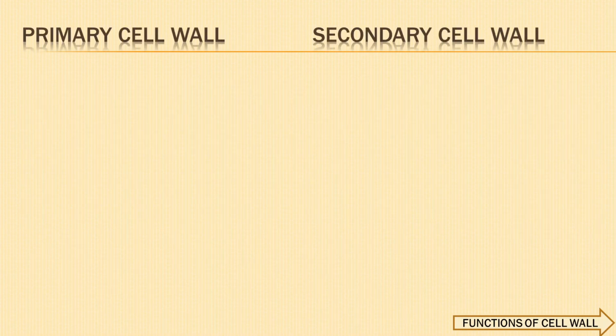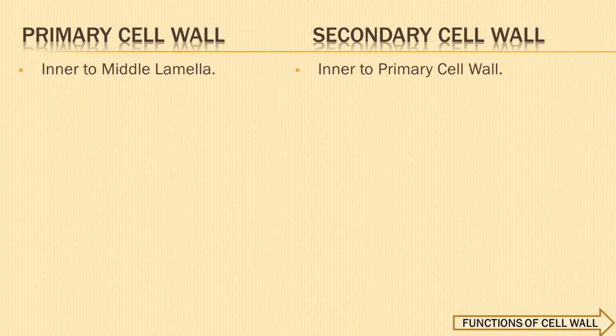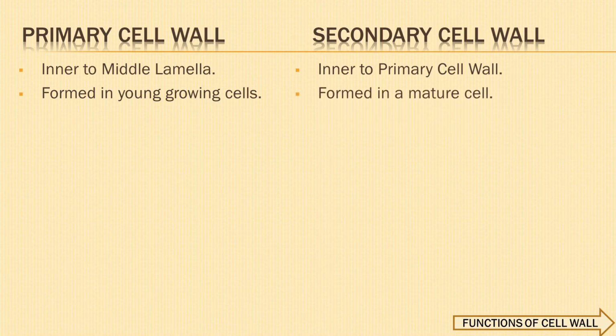Let us find out the difference between primary cell wall and secondary cell wall. The primary cell wall lies inner to the middle lamella. The secondary cell wall lies inner to the primary cell wall. The primary cell wall is formed in young growing cells. The secondary cell wall is formed in a mature cell.